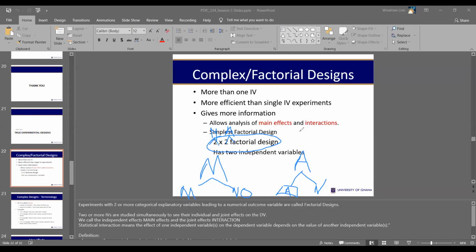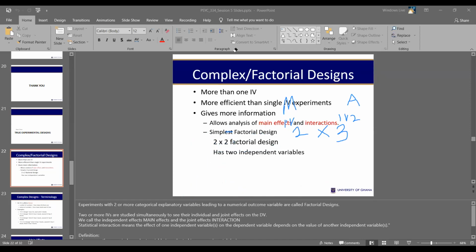Under the same experiment, if you are testing for marijuana and alcohol on recall, we can have maybe a 2x3 factorial design. What it implies is that the first IV, so this one means IV number one, which is maybe marijuana. Then this three here is for IV number two, which is say alcohol. So under IV number one, which I've renamed marijuana, we are saying that it has two levels or two treatments. It means that we have divided the participants into two separate groups.